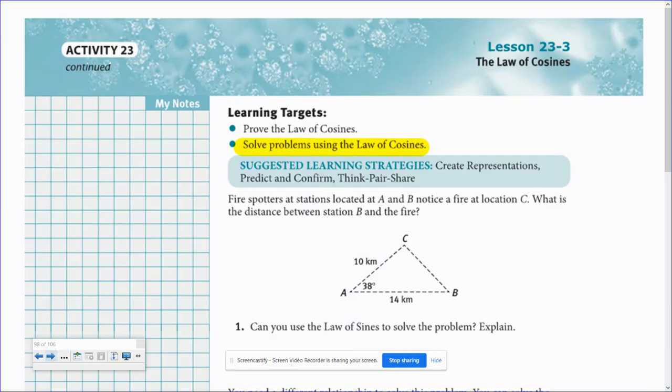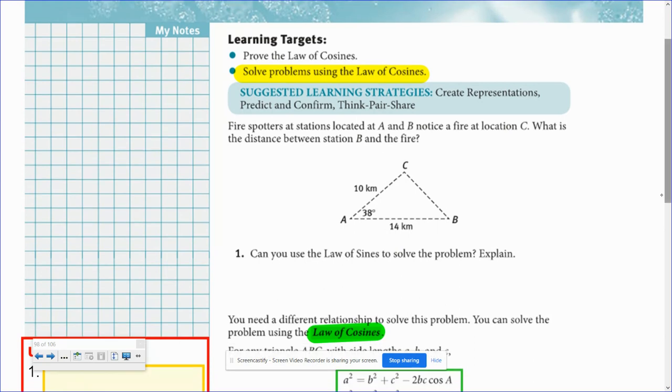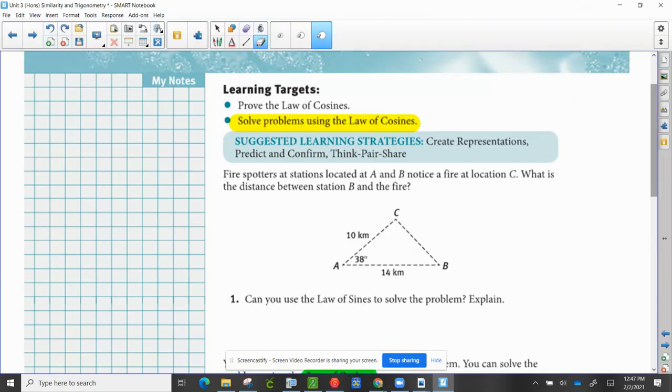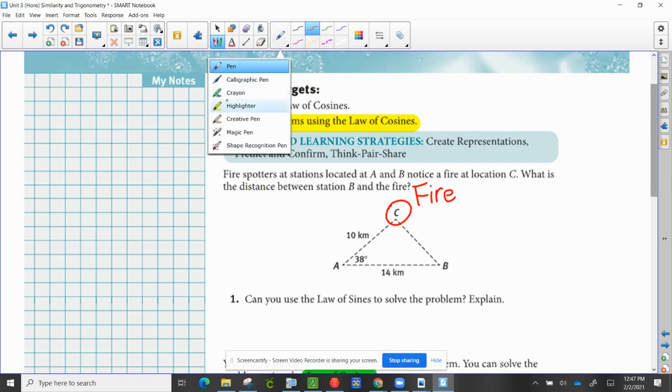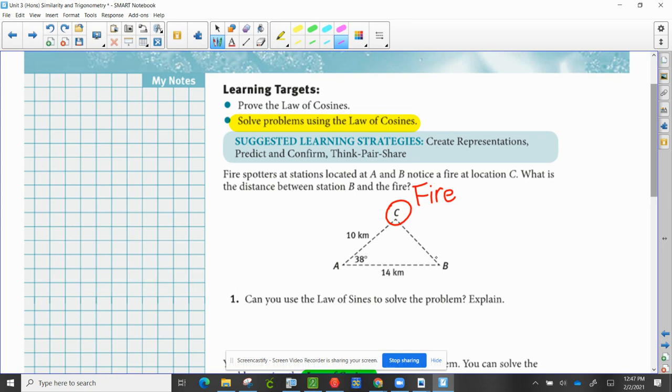Okay. So let's look at this triangle here. It said fire spotters at stations A and B noticed a fire at location C. What is the distance between station B and the fire? So we have this picture here. They said at C there's a fire. They want to know how far away is station B from that fire. So we're trying to find this distance.